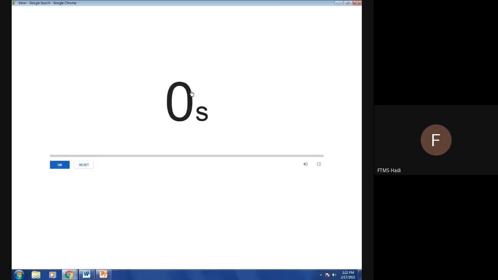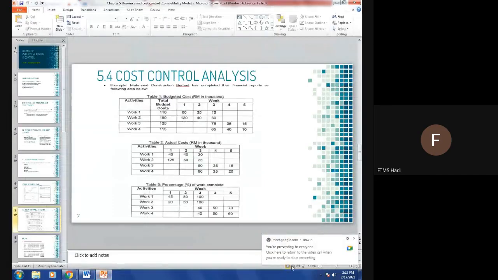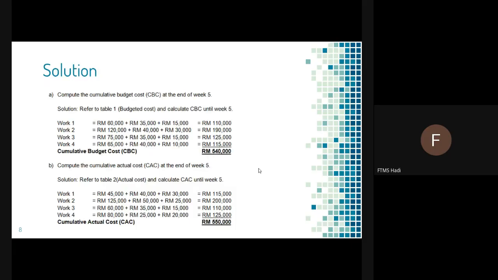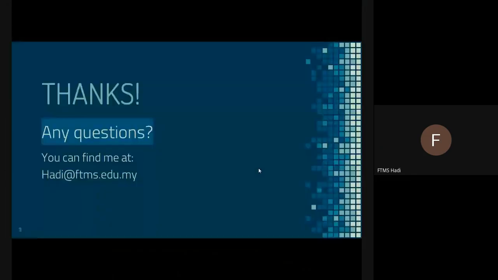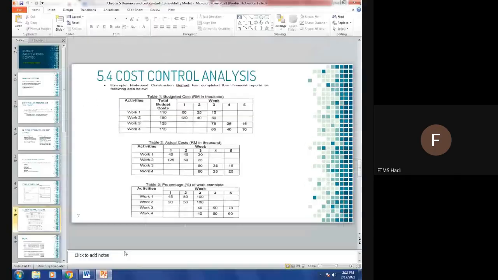Okay, let's continue with the next part, which is calculation. This is almost similar to last year's principle of project management, whereby you need to calculate the budgeted cost and then the actual cost, and then the cost based on percentage of work complete. So you can have a look later at the solution. I will show you how to do this using one example from the study questions.